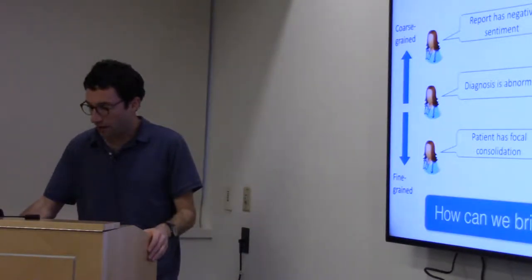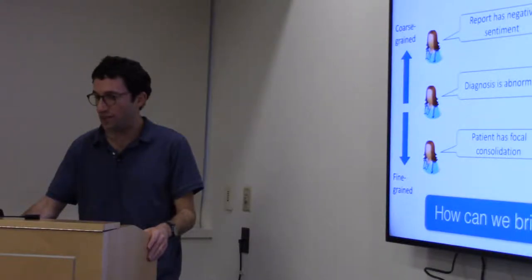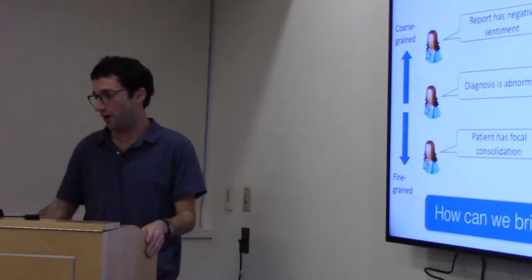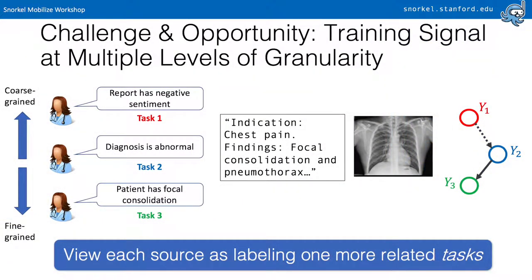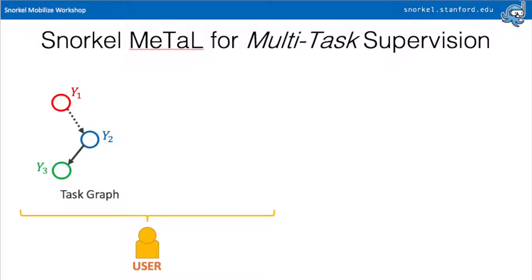Either way, our question is, how can we make it easy to bring all of these signals to bear, even though they're labeling different things or at different levels of granularity? So the way we do this is we view it in the framework of multitask learning. We think of these as each labeling different tasks that are related by this hierarchical structure or other structures. And so the pipeline looks very similar here.